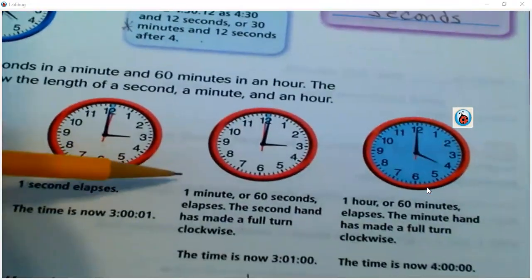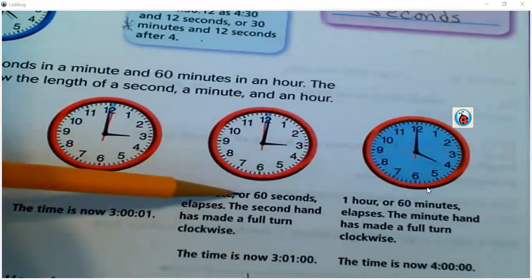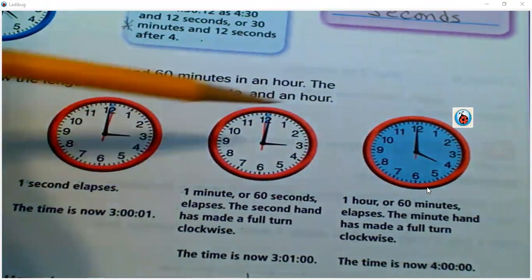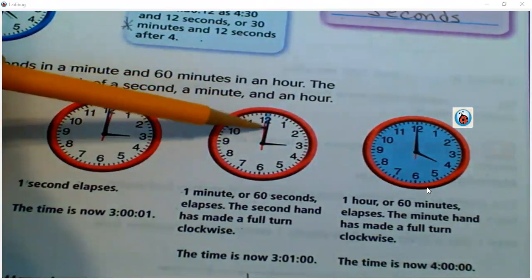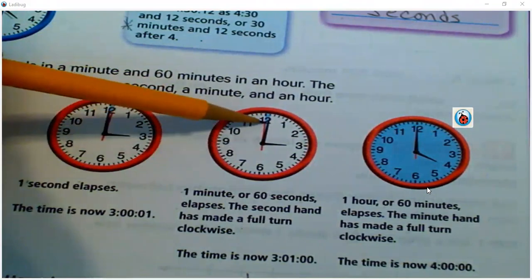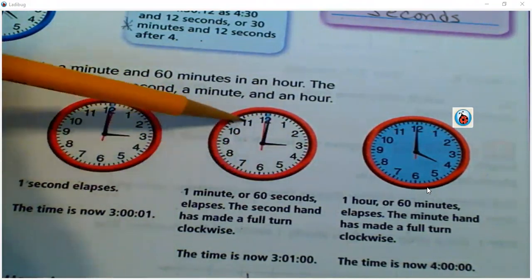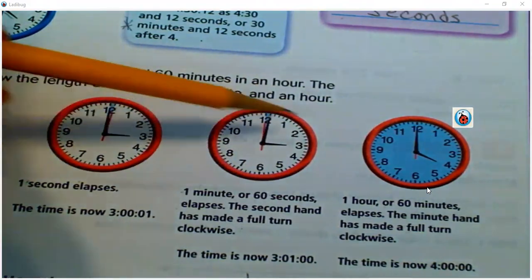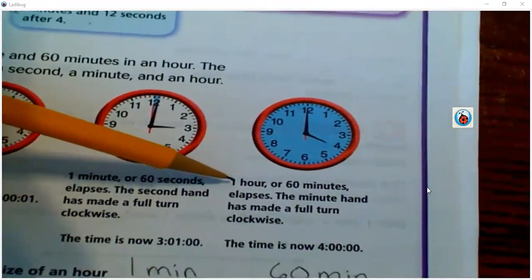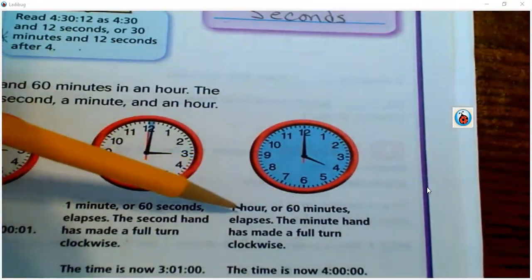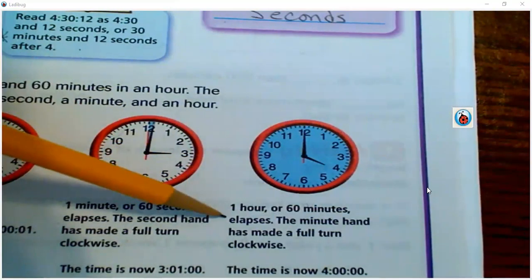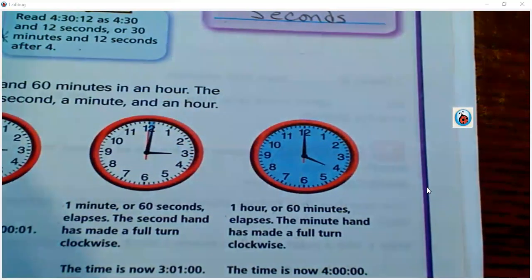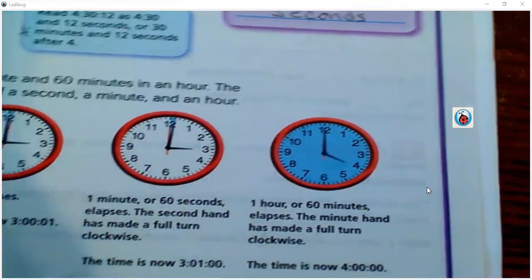And then we know that 1 minute is 60 seconds. And so 60 seconds elapses in 1 minute. So that means our minute hand, once our second hand goes all the way around, our minute hand can just move over just one little notch, right? And then we know that 1 hour is 60 minutes, and after an hour, 60 minutes have elapsed, and the minute hand has gone a full turn around the clock in a clockwise fashion.